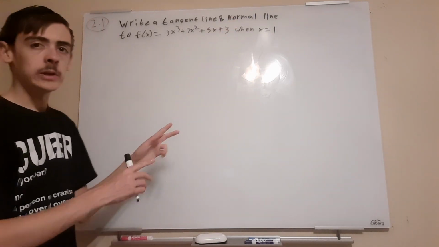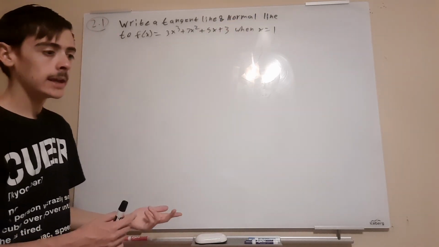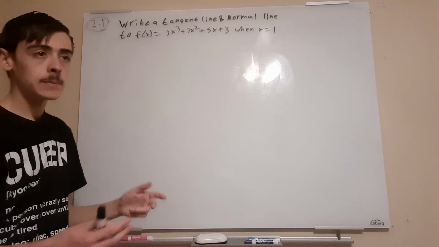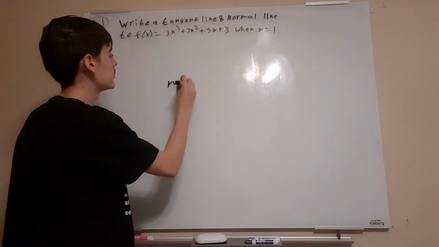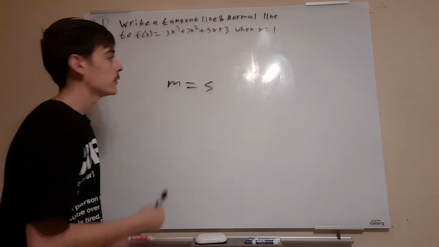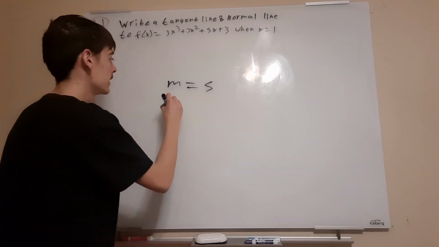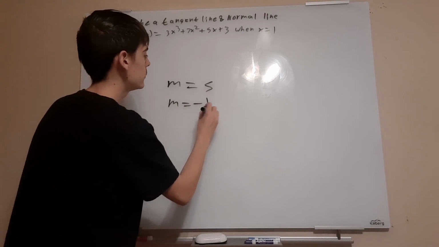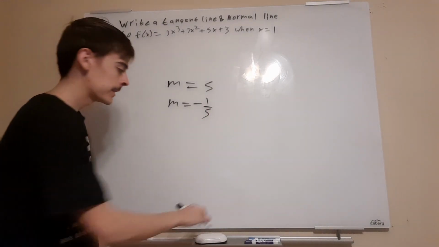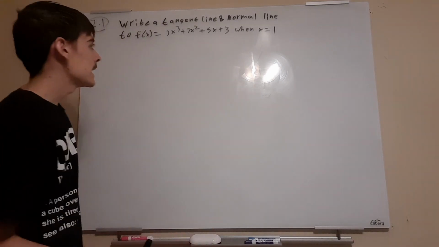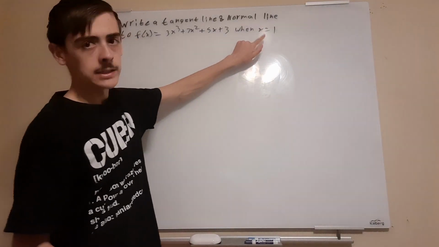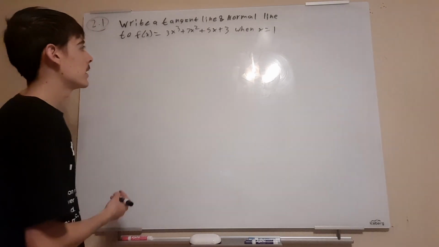And so a normal line we don't use as much, but a tangent line and normal line are the same thing, except they have opposite reciprocal slopes. So say the slope for our tangent line was 5. If we were to write a normal line to this tangent line, then the slope would equal negative 1/5, opposite reciprocal. So that's the first thing we need to know about. The next thing is that, notice, we're only given our x value for our point. We're not given a y value.